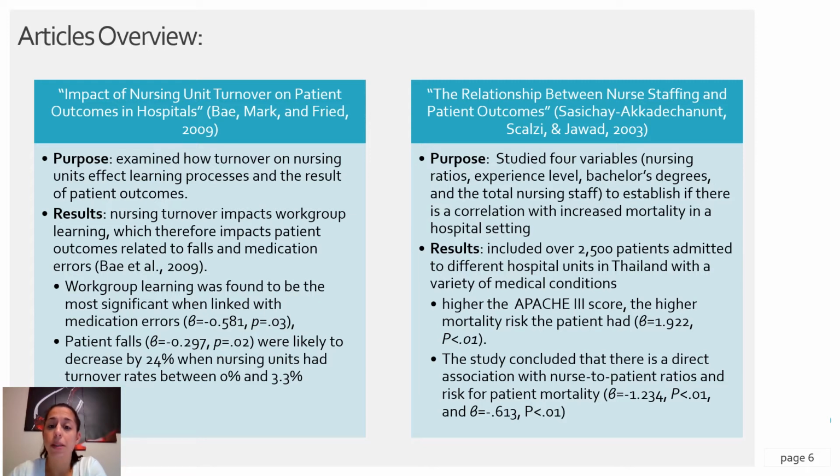The next article studied 4 different variables: nursing ratios, experience level, bachelor's degree, and total nursing staff, to establish if there is a correlation with increased mortality in a hospital setting. Results included over 2,500 patients admitted to different hospitals and units in Thailand with a variety of medical conditions. The higher the APACHE 3 score, the higher the mortality risk the patient had. The study concluded that there is a direct association with nurse-to-patient ratios and the risk for patient mortality.